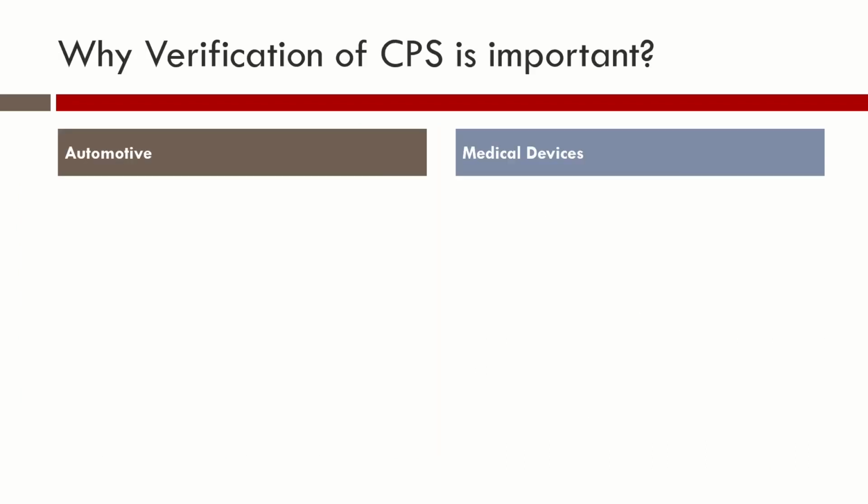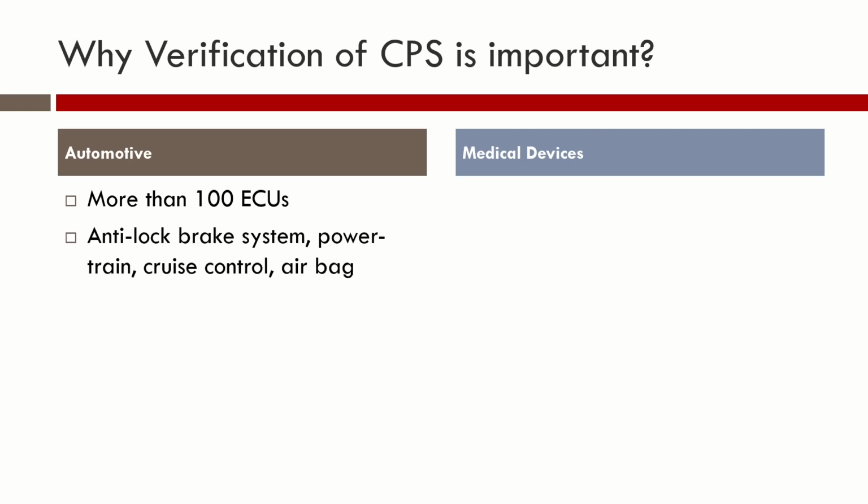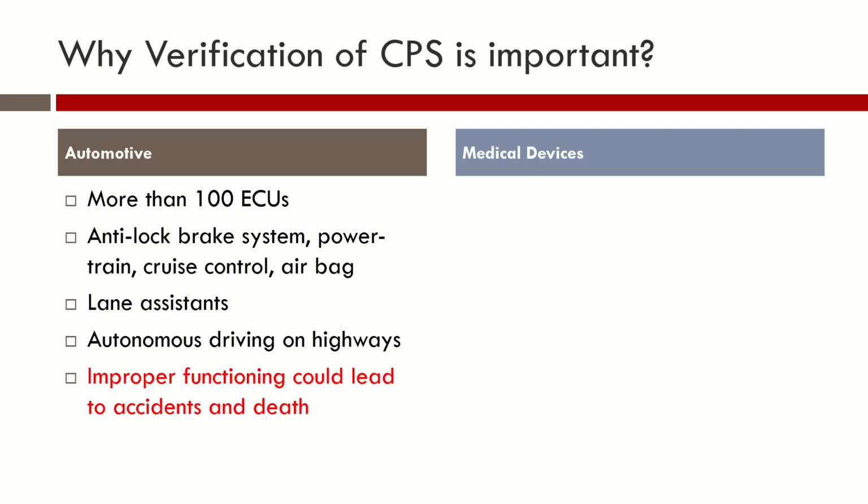So we have seen cyber physical systems. We will see why the verification of cyber physical systems is important with respect to the automotive domain and the medical devices domain. Say in modern automotives, we have hundreds of ECUs which will be controlling all the critical functionalities of the vehicle, like the anti-lock brake system, the powertrain, the cruise control, the airbag, the lane assistance, and it is also used for autonomous driving applications. And so improper functioning could lead to accidents and death.